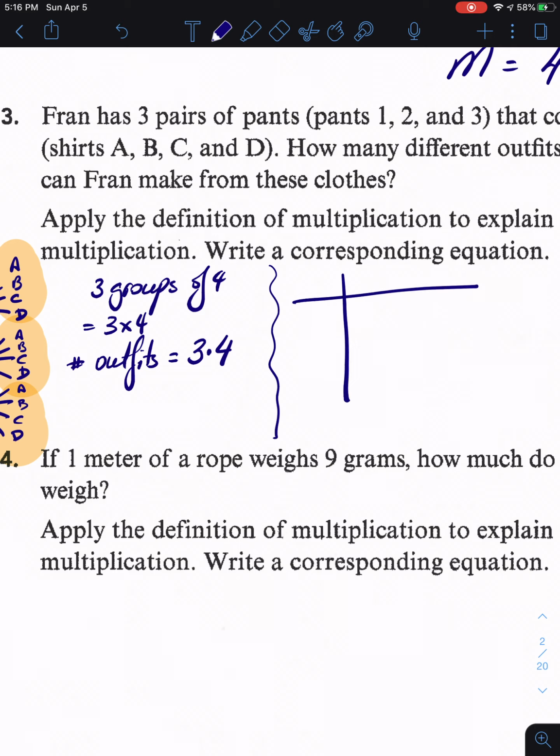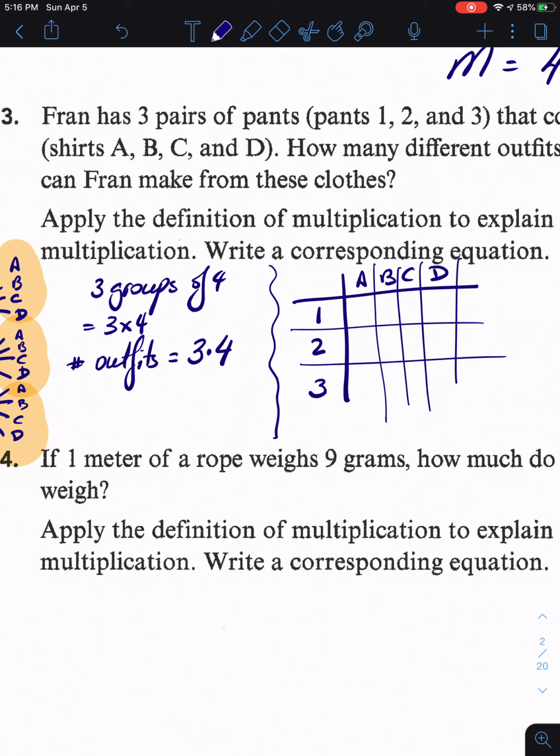Another way that the same problem can be represented is using something like a table. So for example, we would have 1, 2, 3, these are your pants, and a choice of A, B, C, or D shirt. So if we're looking at a table here, then we would be able to say that this cell here represents pants 1 and shirt A. This would be 1B, 1C, and 1D. And then this cell would be pants 2, but shirt A, and then 2B, 2C, and 2D. So this one is pants 2 and shirt D.